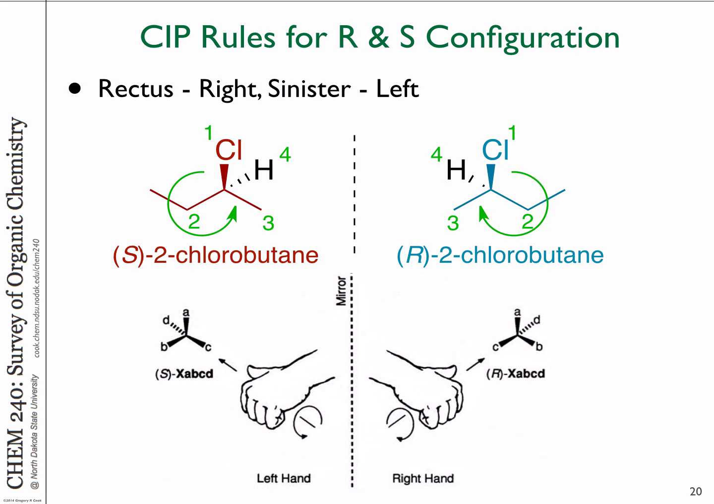And I put this in the slides, D being the lowest priority group, A being the highest in this particular figure. You point the D behind towards the back, and then it's whichever hand curls in the same direction of the priorities. That's the left or right, S or R. Okay? Okay, let's look at some more examples.